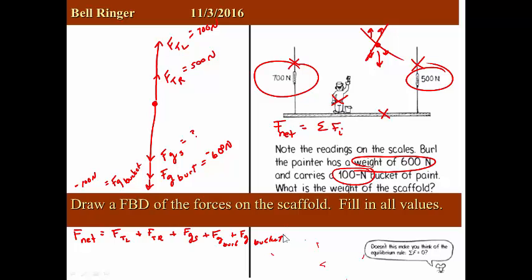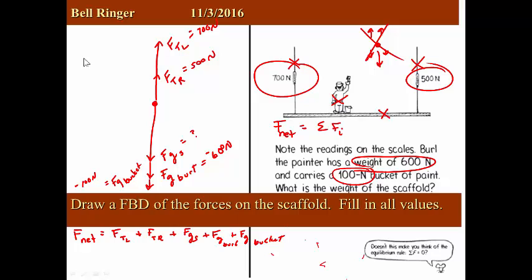Okay? So we don't always just have two forces. Sometimes we have lots of forces. And now we can start putting numbers in. We also know the net force is equal to mass times acceleration. Is this scaffolding accelerating? No.